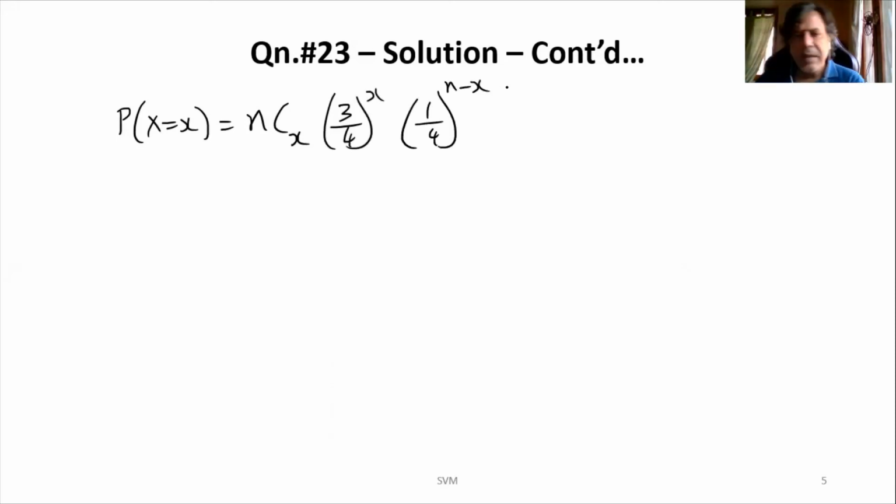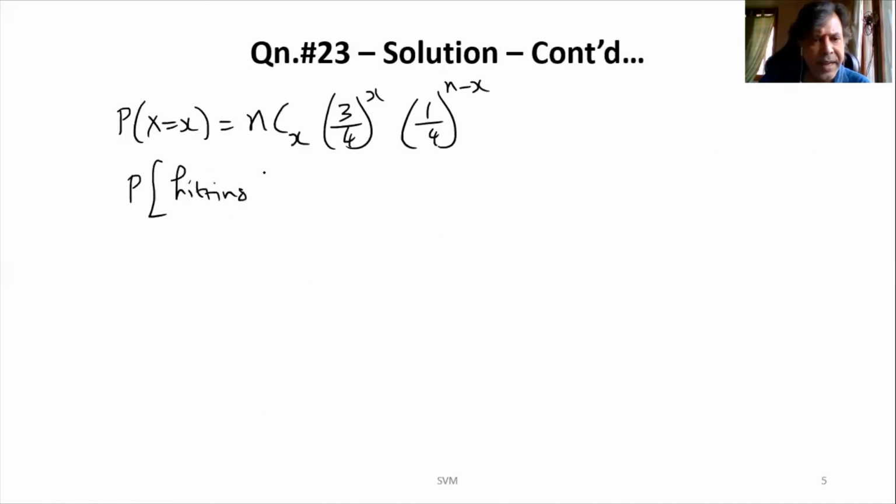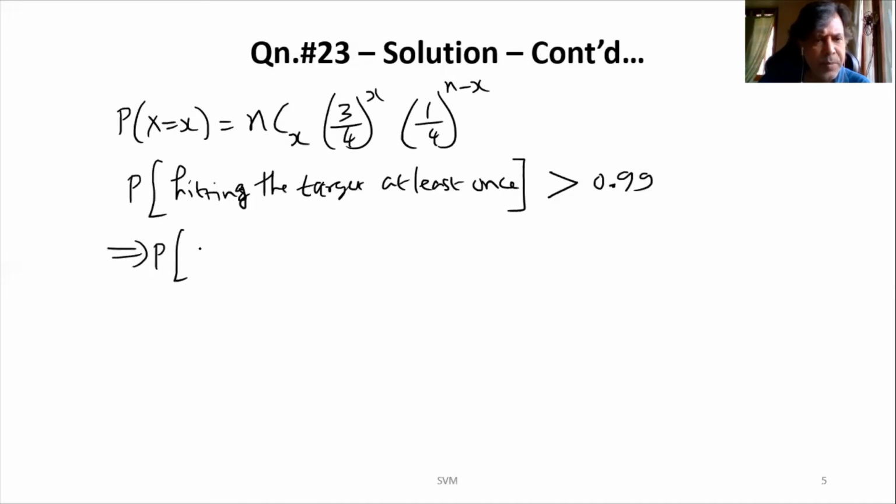Now what is given in this? They gave you the probability of hitting the target at least once. What is given is more than 0.99, greater than 0.99. That is what is given. So what is this exactly? Hitting the target at least once means X is greater than or equal to 1, and that probability is greater than 0.99.